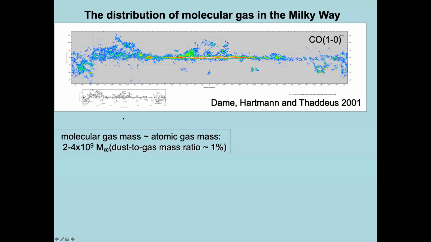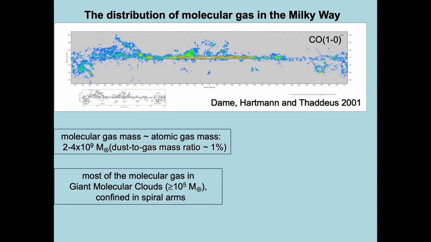You probably have learned that the molecular gas mass in our galaxy is about the same as the atomic gas mass, and this is of the order of a few times 10^9 solar masses. Also important to remember is that the dust to gas mass ratio is about 1%. So we have these tiny little dust grains that actually absorb all the light. This is why these clouds are dark, but they also play a crucial role for the chemistry and, of course, for building up planets, because they are the building blocks of planets.